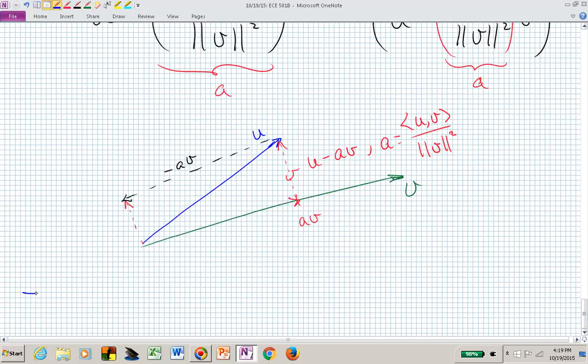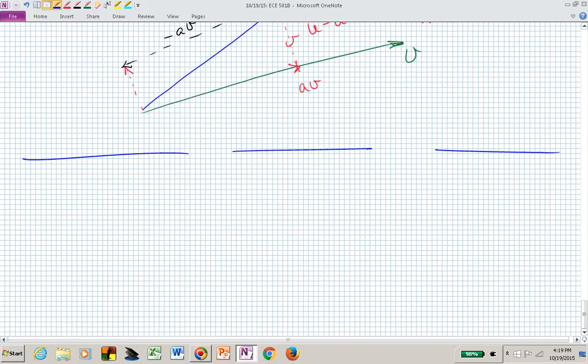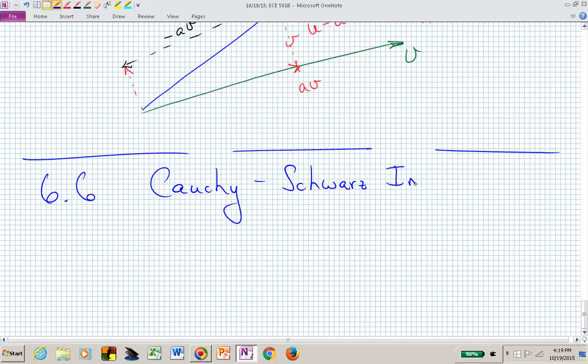That's one of the pieces that we are going to continue to use over and over and over again. Let's now go into a crime scene and investigate. Let's talk about the Cauchy-Schwarz inequality. So now we have Cauchy-Schwarz inequality, or CSI.